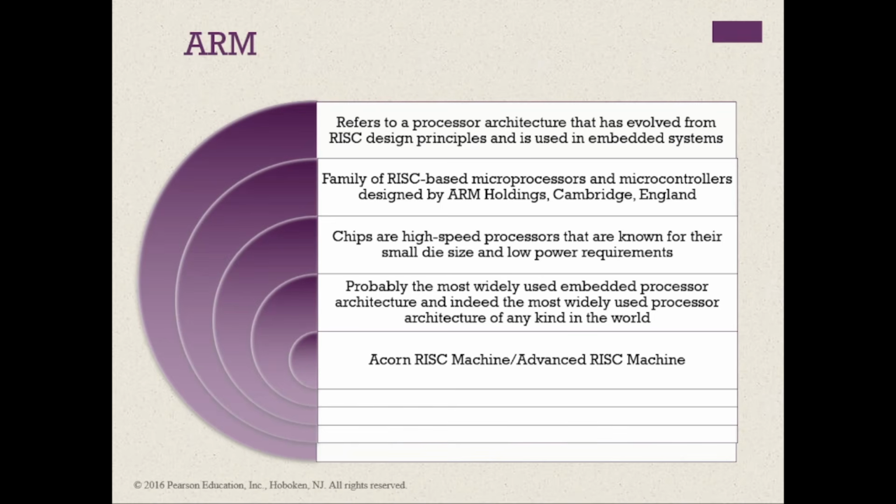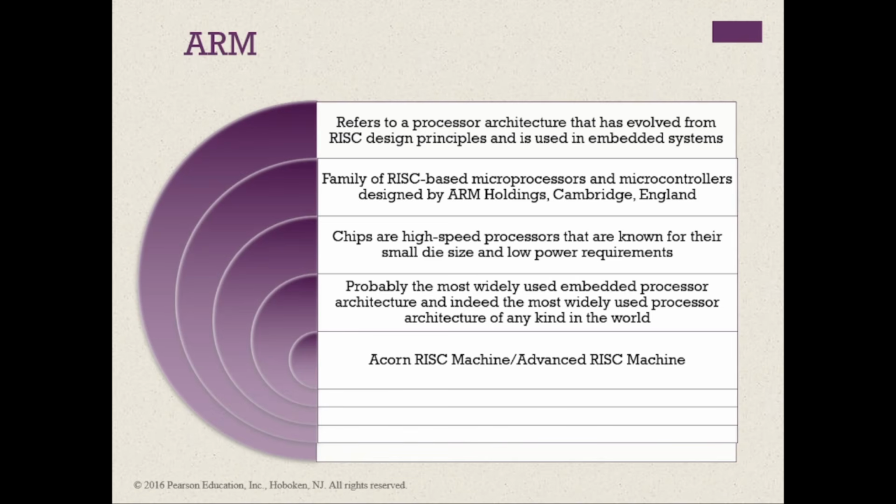ARM chips are high-speed processors that are known for their small die size and lower power requirements. They are widely used in smartphones and other handheld devices, including game systems, as well as a large variety of consumer products. So these are the prevalent ARM processors in our smartphones and other handheld devices. ARM chips are the processors in Apple's popular iPad and iPhone devices and are used in virtually all Android smartphones as well. ARM is probably the most widely used embedded processor architecture and indeed the most widely used processor architecture of any kind in the world.